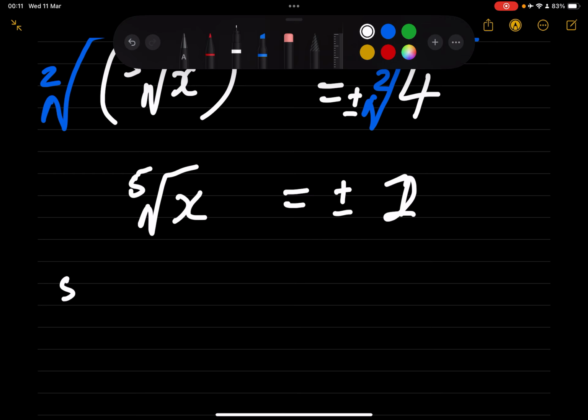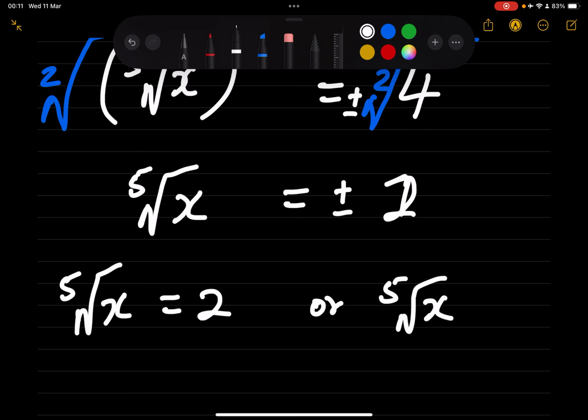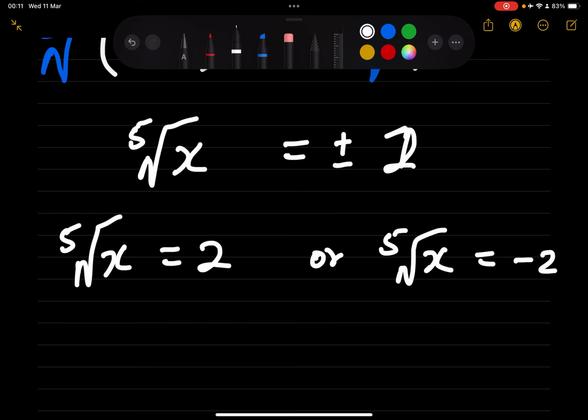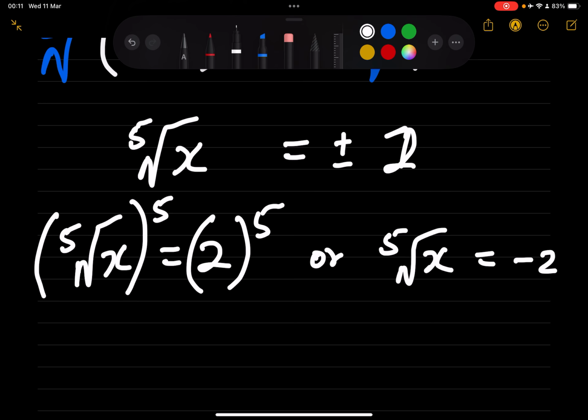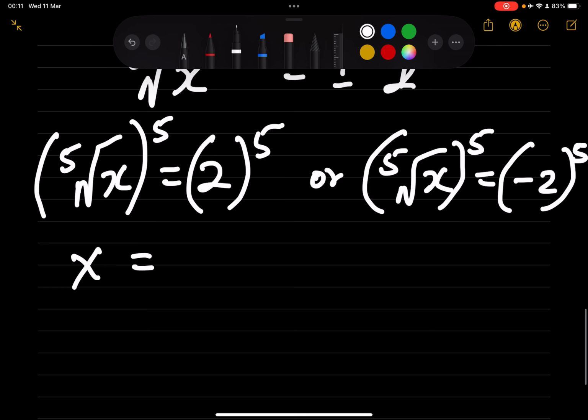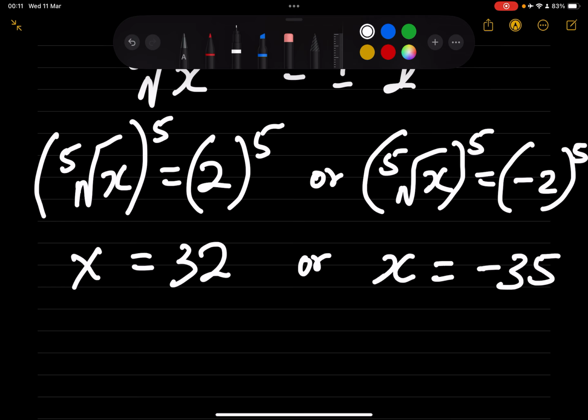So we have fifth root of x equals 2, or fifth root of x equals negative 2. And then we're going to put to the power 5 both sides to remove the fifth root. And then we have x equals 32, or x equals negative 32.